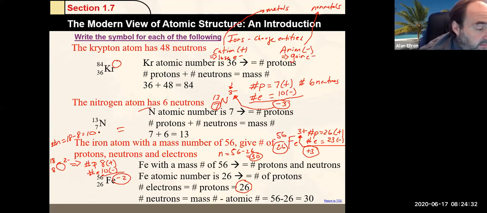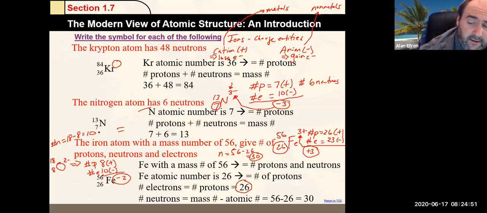So again, here the O2 minus is an anion. It gained electrons. If you had a neutral oxygen, it would have 8 electrons and 8 protons. And here it has a -2 charge. So it goes from 8 electrons to 10 electrons because it's a 2 minus.